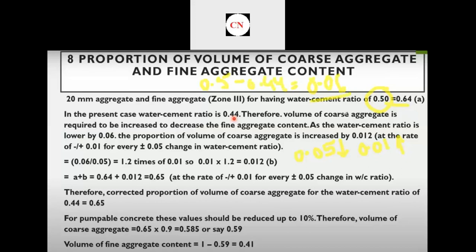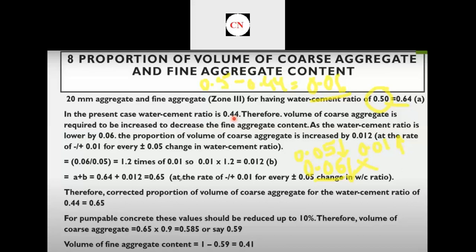0.06 is the reduction. So now, with the 0.06 reduction, how much should be raised? We have to take that proportion, so 0.06 is nothing but the reduction. So cross multiply: 0.06 divided by 0.05 into 0.01.